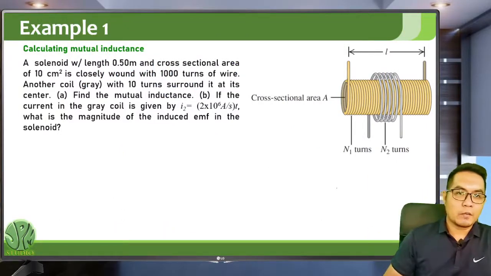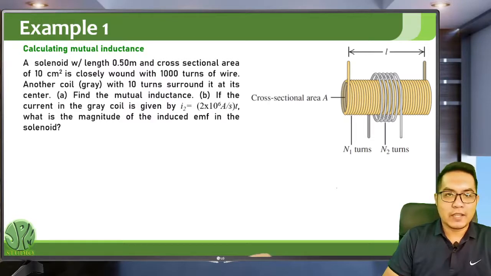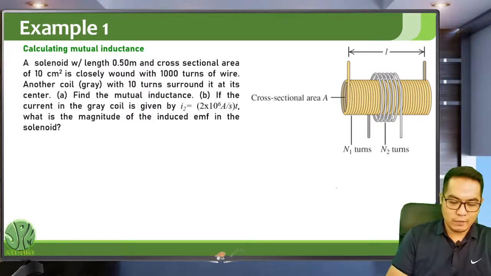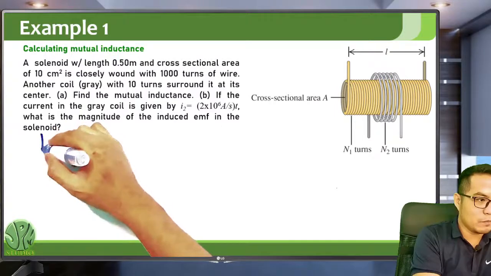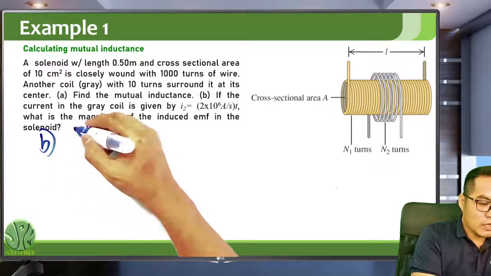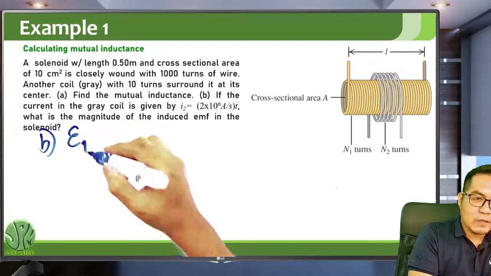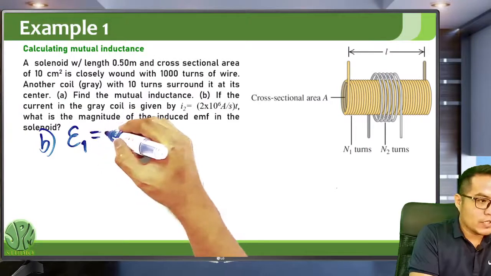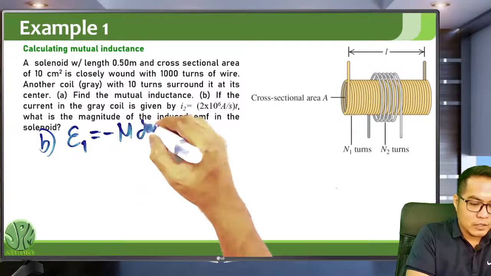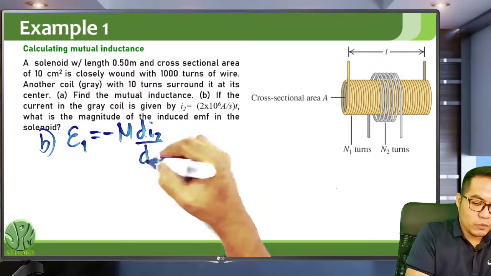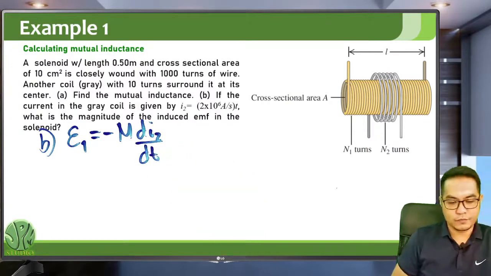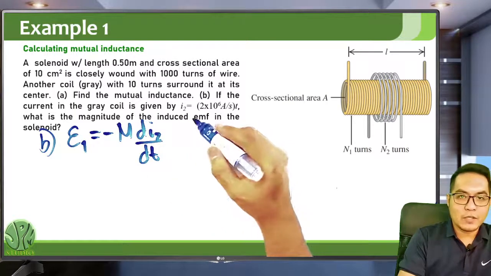For letter B, if the current in the gray coil is given by that, what is the magnitude of the induced EMF in the solenoid? The magnitude of the induced EMF in coil 1 is equal to negative M times the change in current in coil 2, dI2/dt. Okay, I2 is given.